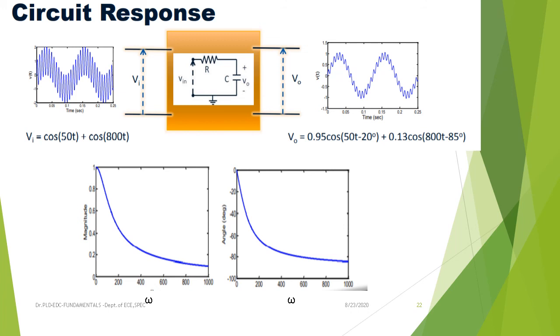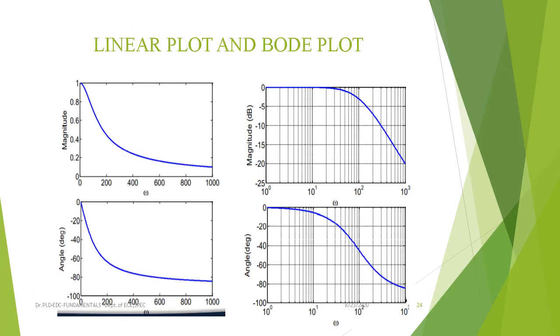Let us see in what way we get this particular equation: V0 equals 0.95 cos(50t minus 20 degrees) plus 0.13 cos(800t minus 85 degrees). If you observe these plots, we will get that information. How? Let us see at omega equals 50 on the x-axis. I will show you.